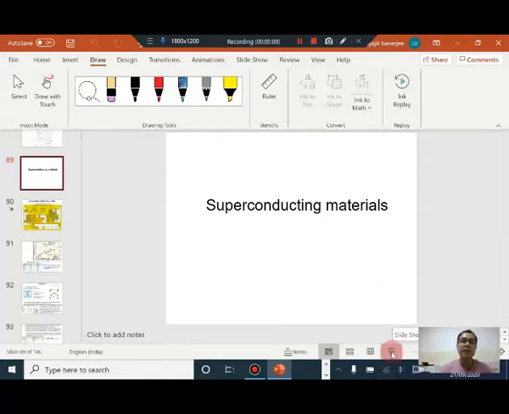We have looked at different aspects of superconductivity, starting from the microscopic theory and type 1, type 2 superconductors, and what is the specific heat behavior, thermodynamics of superconductors, magnetic response of superconductors, and the different effects like the Josephson junction effect shown by superconductors.